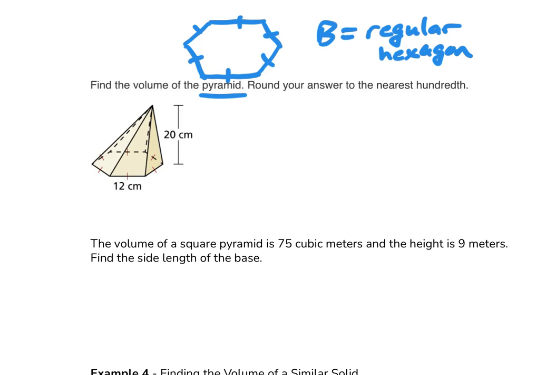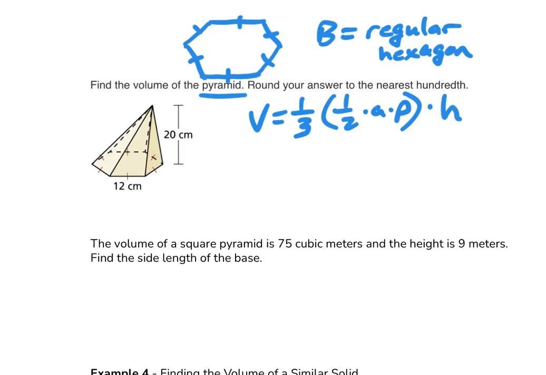What is the formula for a regular figure, any type of regular figure? Anybody remember it? 1/2 AP. Good. Okay. 1/2 times the apothem times the perimeter. Okay, so volume equals 1/3 times big B, which is 1/2 AP. That's my regular polygon formula times the height.